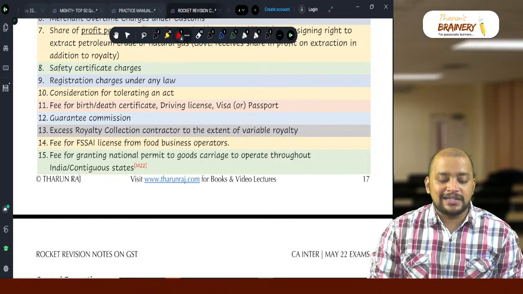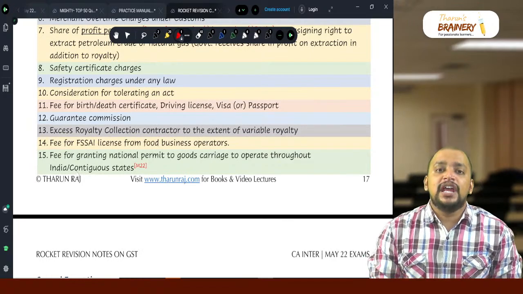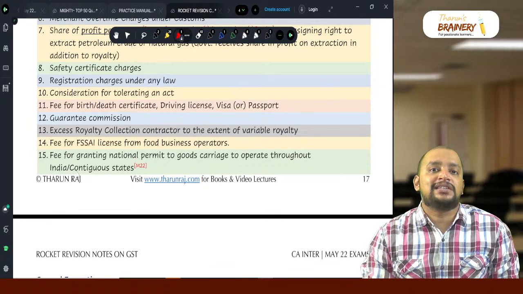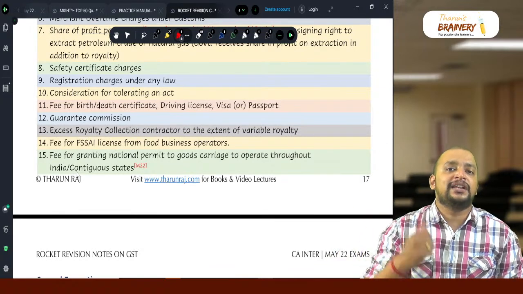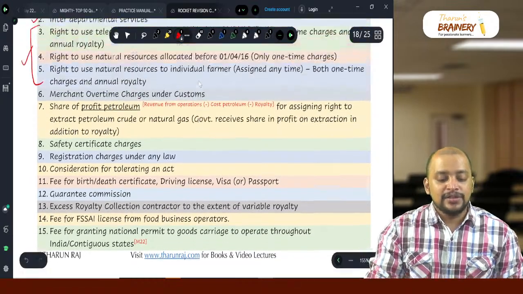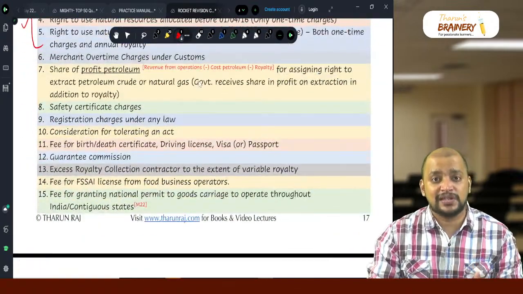Then fee for granting national permit. So national permit or any permit charges for travel between the states. Some permit charges are collected by the government. Those permit charges collected are exempted. So these are the 15 specific exemptions that we have.